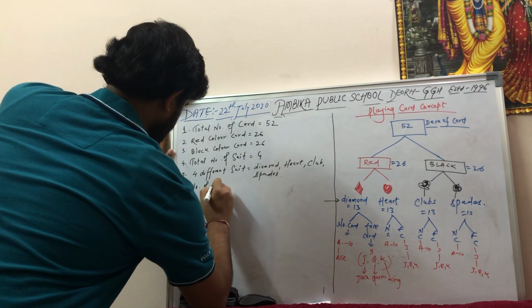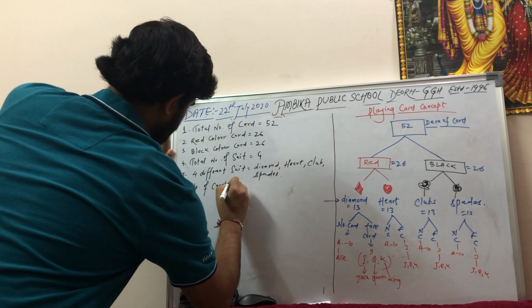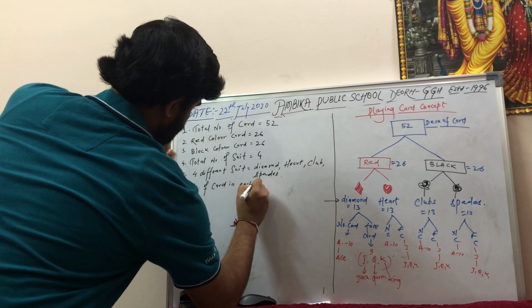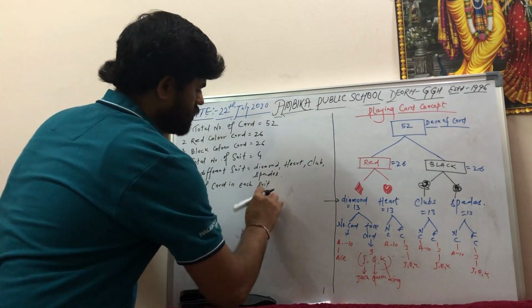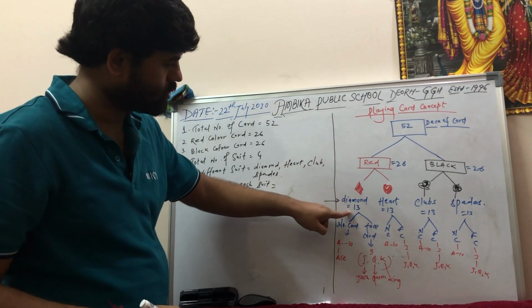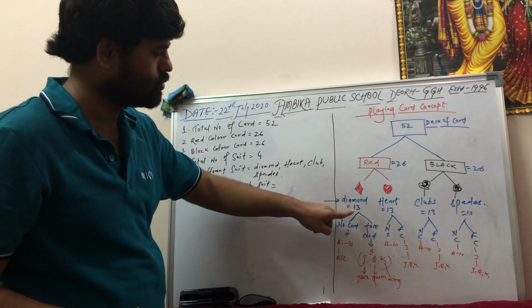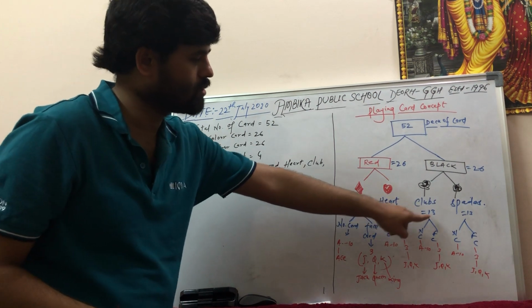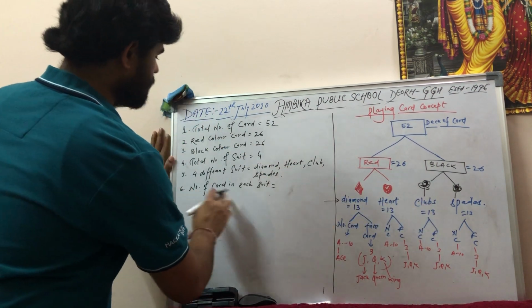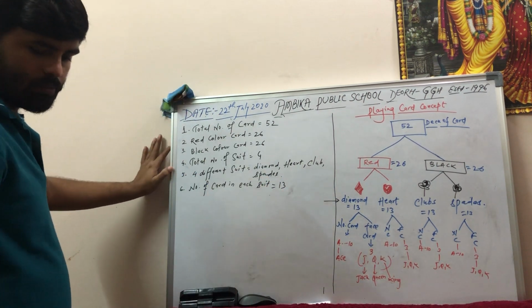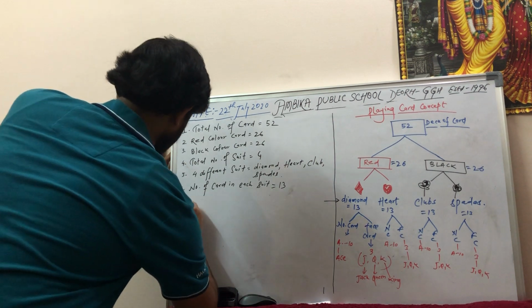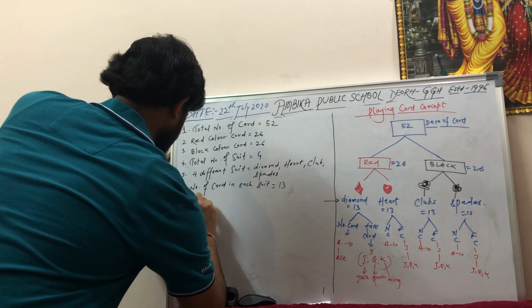Sixth point, number of cards in each suit equals how much? 13. In this suit also 13, in this suit also, in this suit also. So number of cards in each suit equals 13. Okay.